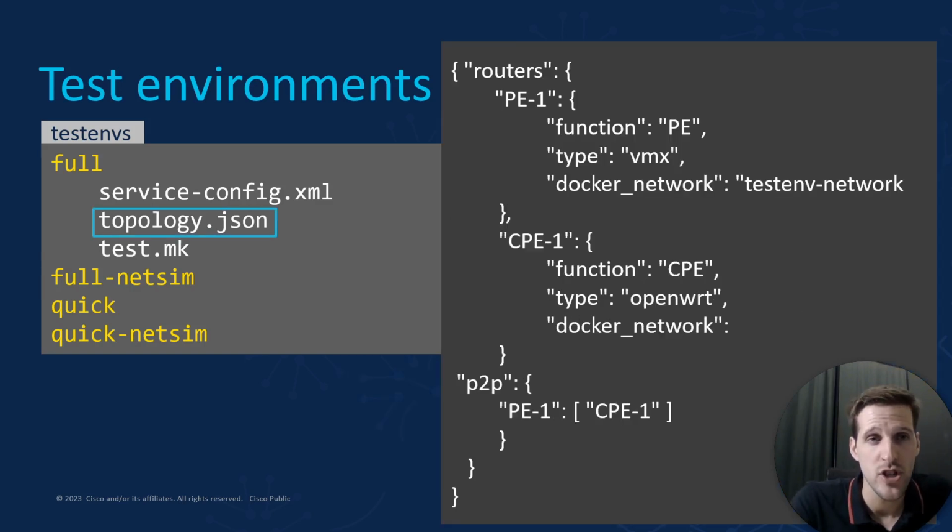The topology JSON defines what our test topology looks like. This is input for VRNetLab, which based on this produces the needed scripts to start the virtual routers and also stitch them together, as you see in this point-to-point section, which defines that the P device is connecting to the CPE1.